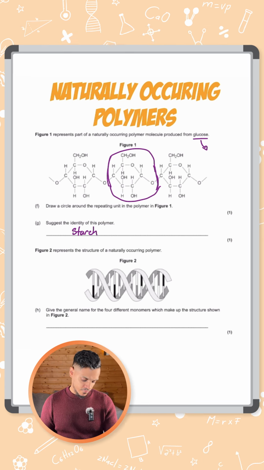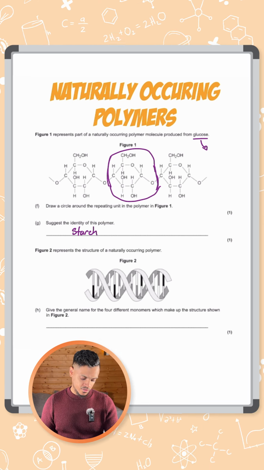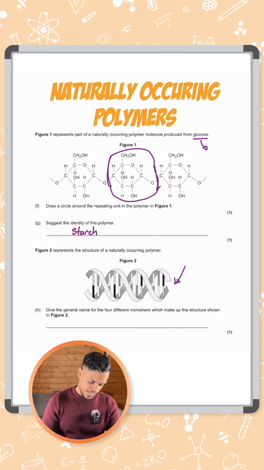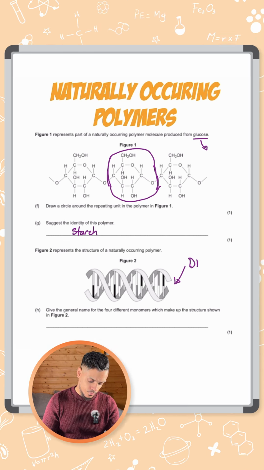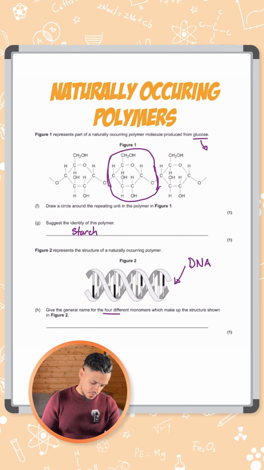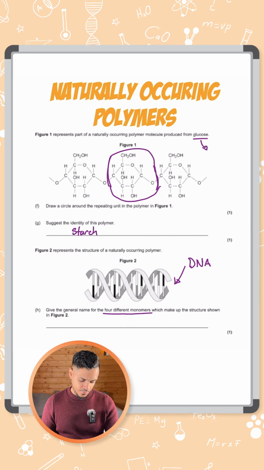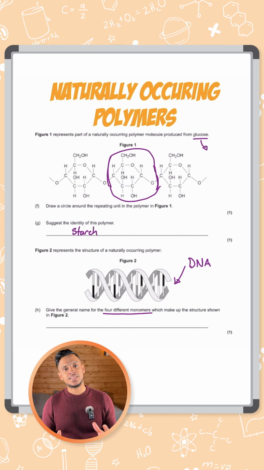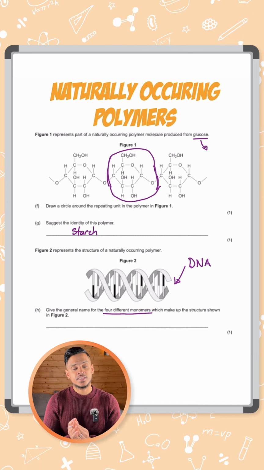And then the final part of the question says figure 2 represents the structure of a naturally occurring polymer. If you know this familiar shape, this is actually DNA. It has the double helix structure. Give the general name for the 4 different monomers which make up the structure shown. So what monomers make up DNA? There's 4 different ones. There's 4 bases.